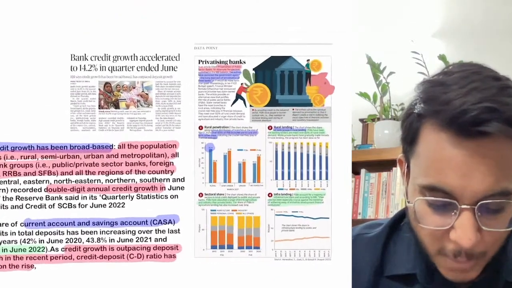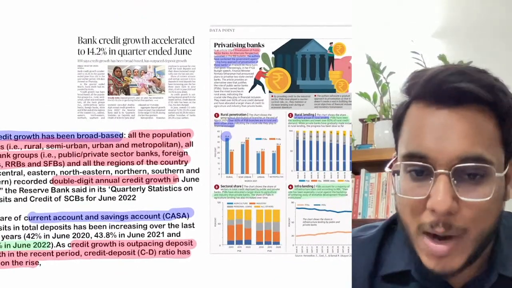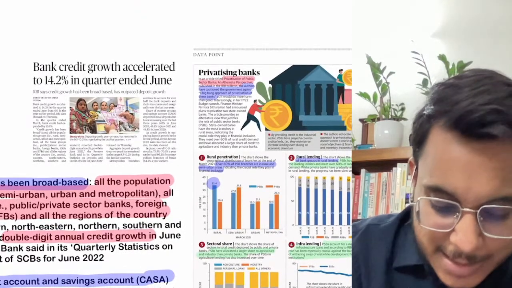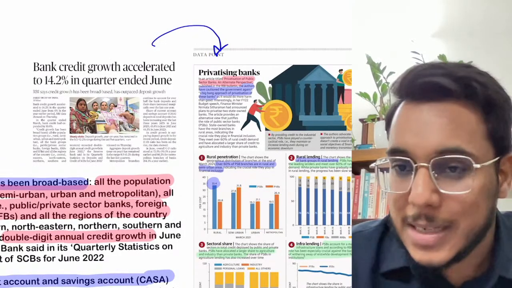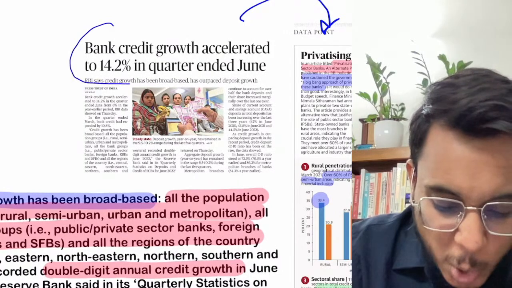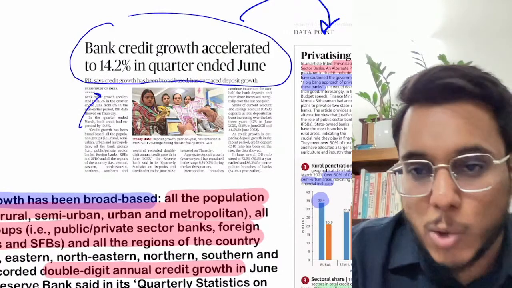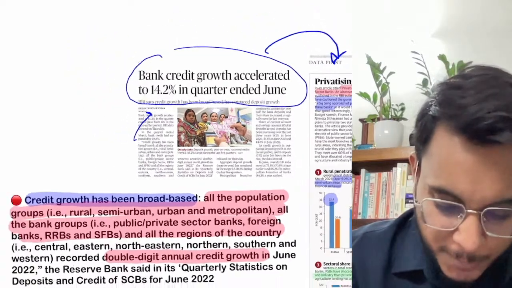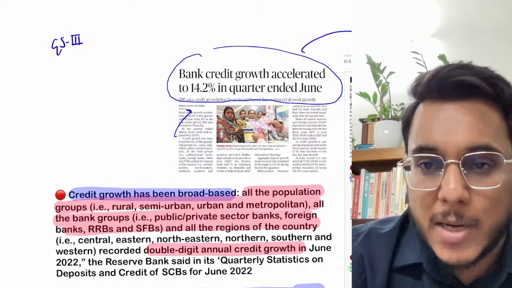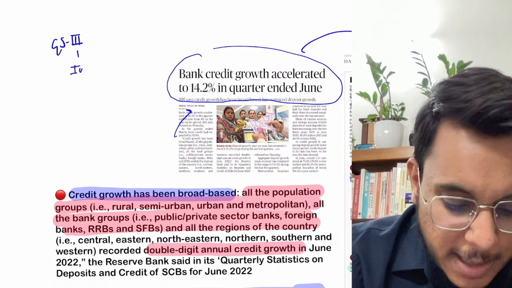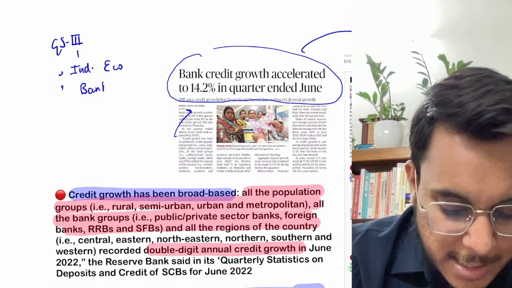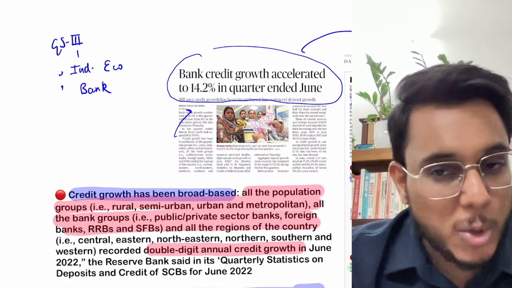Now moving to the next article. So guys, here we have taken 2 articles. One article has been taken from the business, the economy page, and the second article has been taken from the editorial section. The first article is talking about how bank credit growth accelerated to 14.2% in the quarter ended June. We are going to use this article with respect to GS paper number 3, issues related to the Indian economy as well as banking.